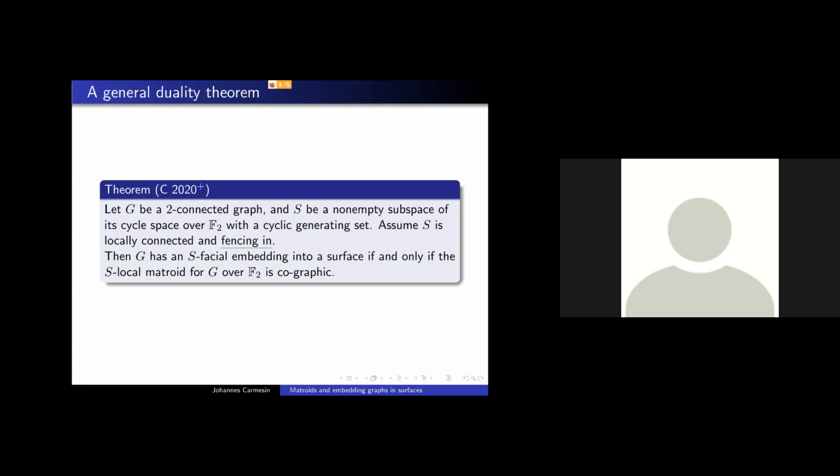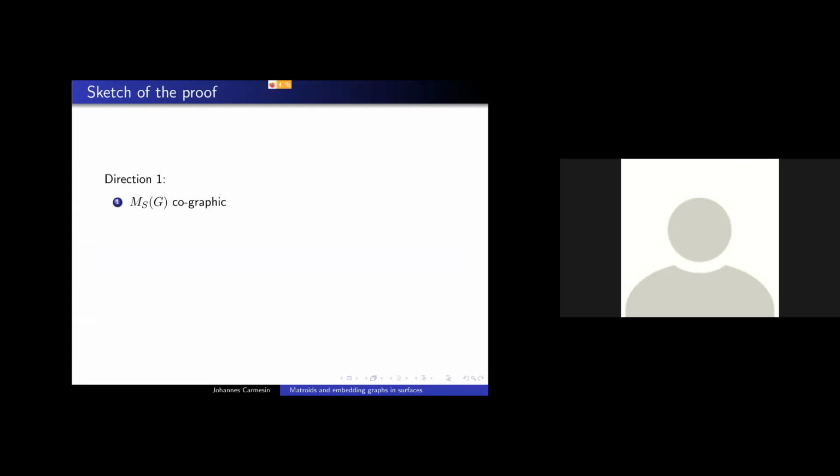Right, so let me talk about the proof of this abstract duality theorem. So first implication. Assume that this associated matroid for the graph G is co-graphic. Well, if it's co-graphic, then there must be some graph associated to this. So there's a graph H, such that the cycle matroid of the graph H is the dual of this matroid. And this graph H will be the candidate for the dual graph of the embedding.